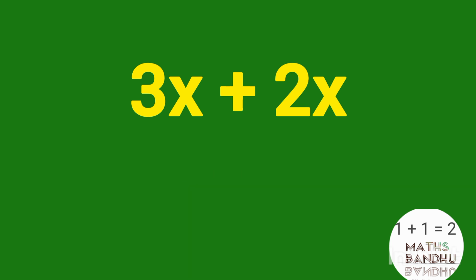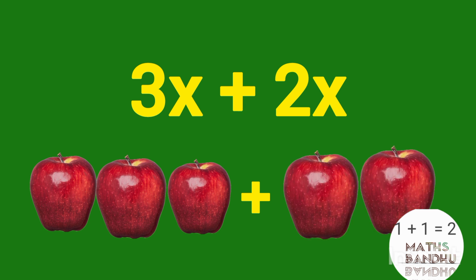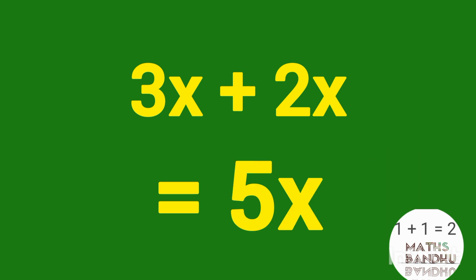So let's come back to the sum. So 3 into x is 3x. So 3 apples plus 2 apples, that will give us 5 apples, written as 5x.